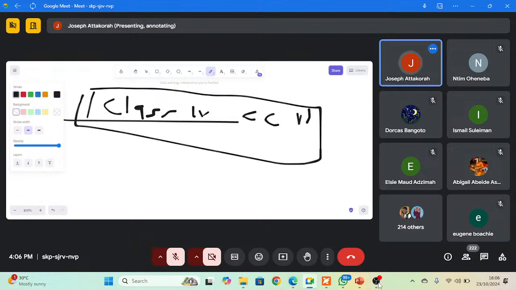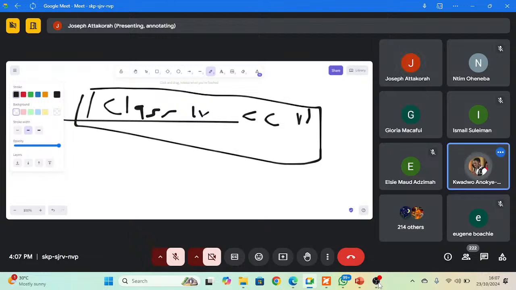Examples of this class. Who can tell me one or two examples? Verapamil and what? Diltiazem. Verapamil and diltiazem. We use this to manage supraventricular tachycardia.